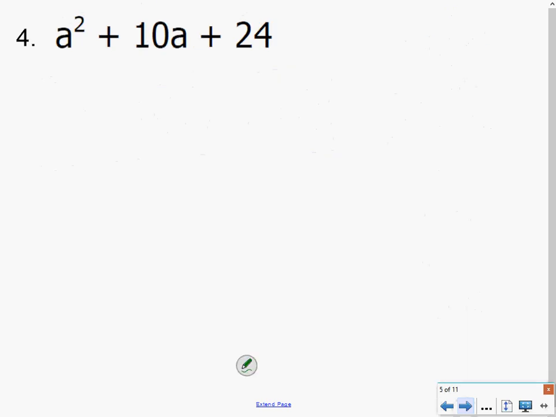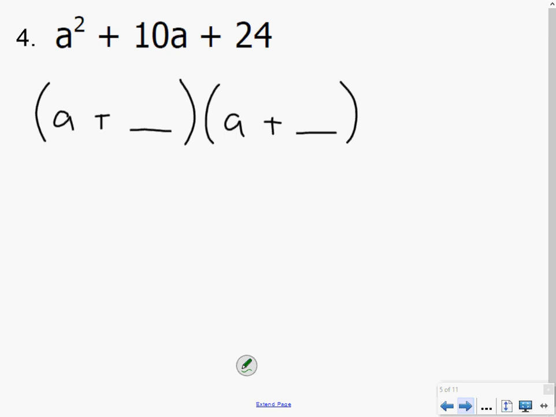Okay, I want you to try this one on your own again. So let's set it up. We're going to have a plus something times a plus something. We need two numbers that multiply to 24 and add to 10. Okay, and if you can do this in your head, if you don't need to write the x, that's fine. After you get really good at it, you don't need to write the x anymore. You can just think about it in your head. But I'm still going to write it out since you guys are just learning it.